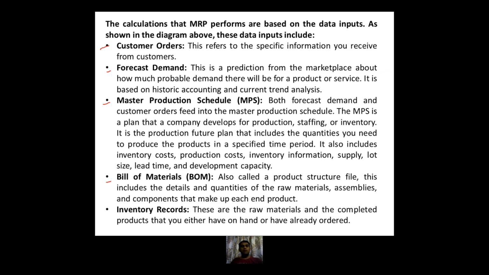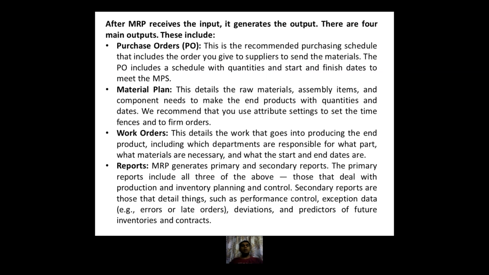Fourth input, it is bill of materials, also called as product structure file. This includes the details and quantities of raw material, assemblies, and components that make up each end product. And last one is inventory records. These are the raw materials and the completed products that you either have on hand or have already ordered. So these are the possible inputs which have been given to the MRP. On that basis, we are giving out the possible outputs.